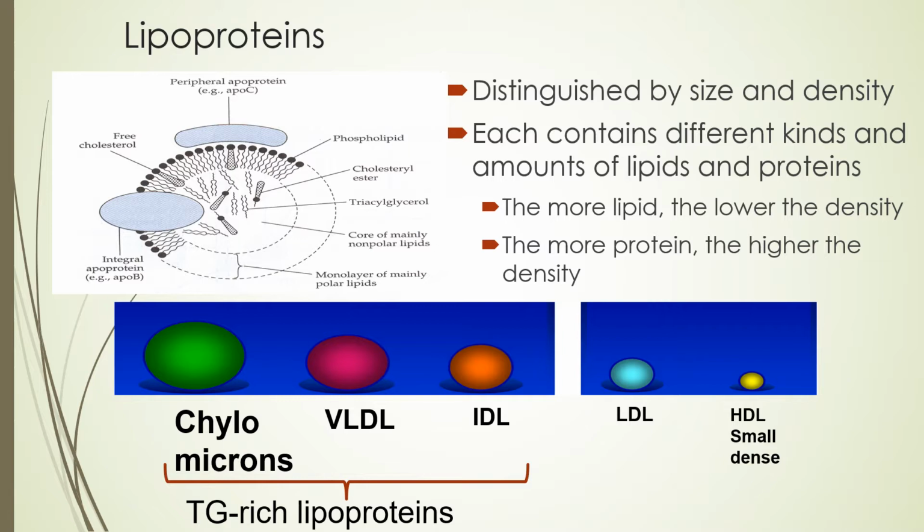molecule, which has the greatest lipid content compared to proteins or apoprotein content, and it has the lowest density. The smallest in size is HDL, or high dense lipoprotein, with the lowest lipid content and highest apoprotein content with the highest density.